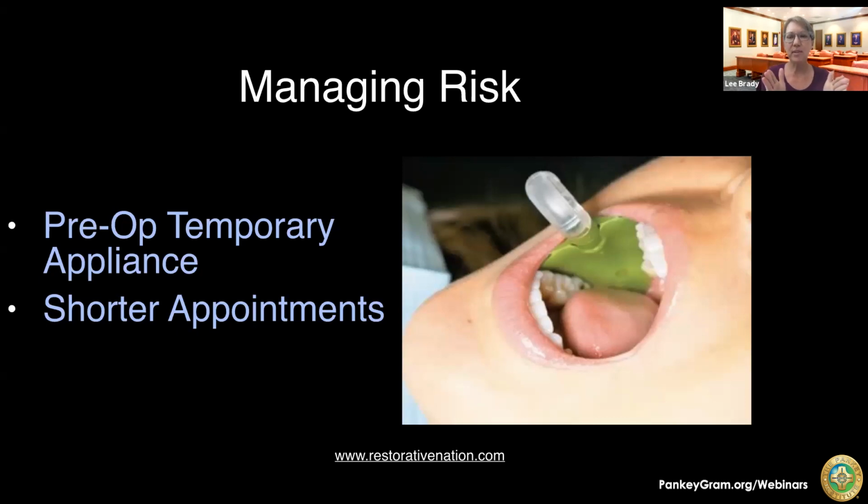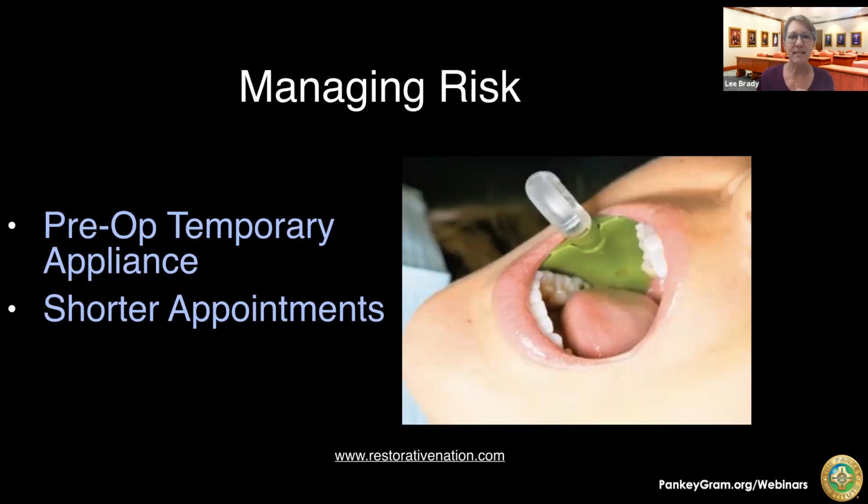So shorter appointments if you can, or if you've got to do that quadrant of dentistry, actually make the appointment longer so that you can stop and give them breaks, 5-minute breaks, 10-minute breaks, let them close their mouth, ask them to bring their quick splint with them and put it in for a few minutes so that you can rest the jaw in between.